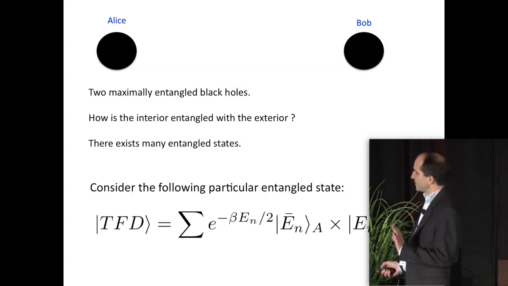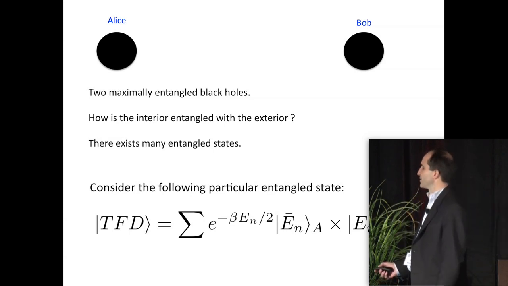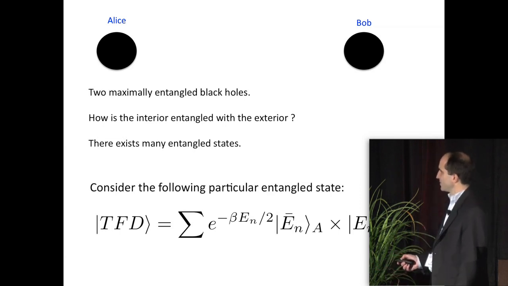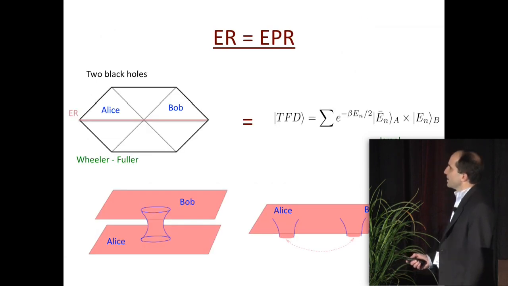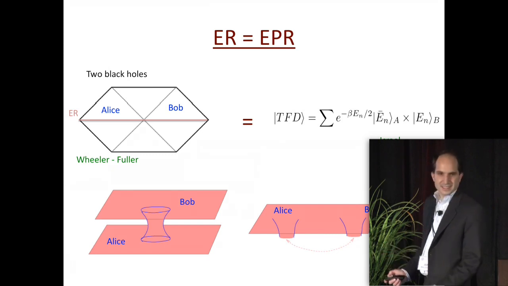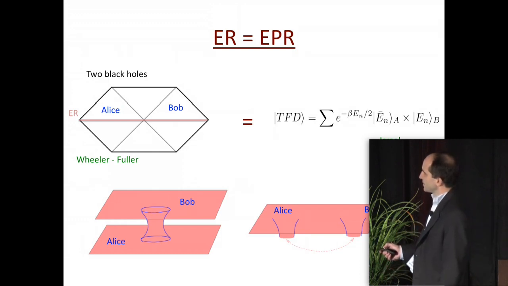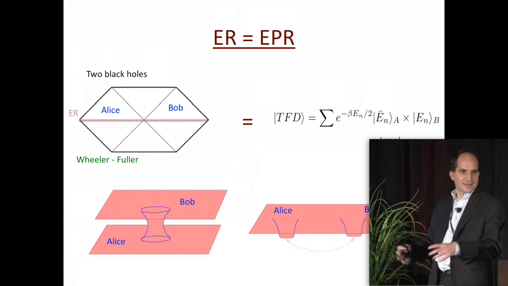Let's say that we consider the following particular entangled state. This is a particularly simple entangled state, and I'm talking about it because we'll give a geometric interpretation for it. It's a state that is often considered in thermal field theories, called the thermofield double state. You take all the eigenstates of the black hole and you entangle them in this particular way. The idea is that this particular entangled state of the two black holes is given by a geometry where the interior is essentially shared between the two black holes. A region very close to the horizon of one black hole is also very close to the horizon of the other. So the black holes are connected through the horizon.